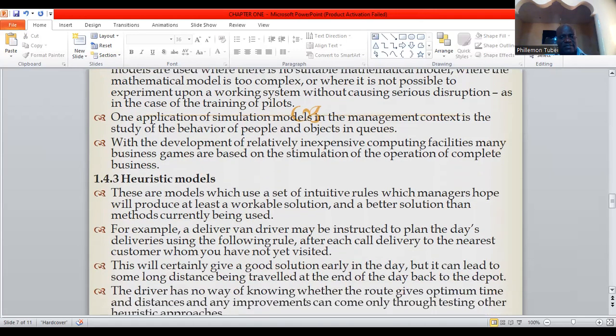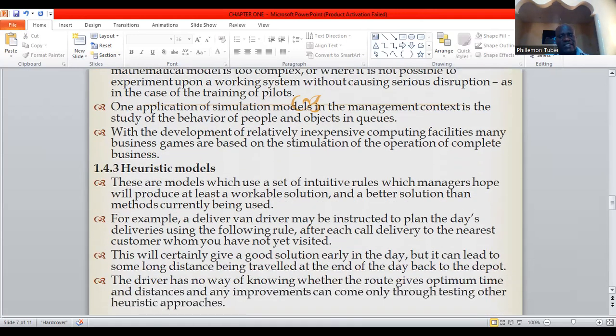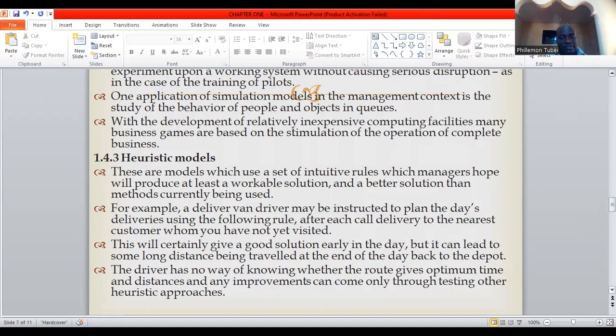So what happens is this, in essence. This will certainly give a good solution early in the day, but it can lead to some long distance being traveled at the end of the day back to the depot. The driver has no way of knowing whether the route gives optimum time and distances, and any improvements can come only through testing other heuristic approaches.